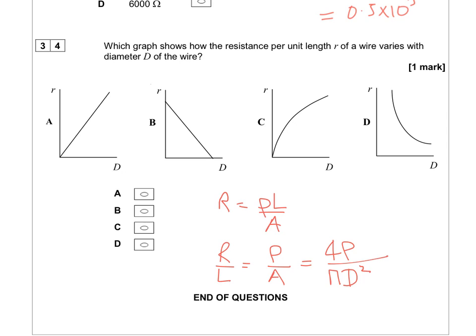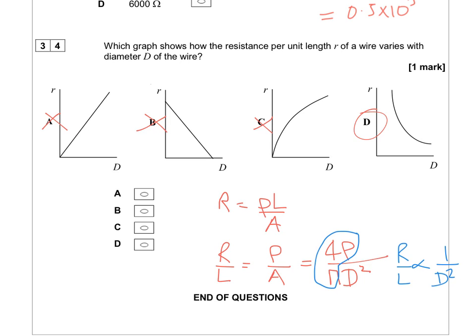So these are all constants. What we've got is that your R over L is directly proportional to 1 over d squared. So we're looking for an inverse square type graph. As d increases, the R over L is going to decrease, but in a non-linear fashion. So first of all, we're going to have it decreasing, so it's none of these increasing graphs, and it's not going to be linear because we've got a d squared, which is going to give you answer D, which is that one at the end.